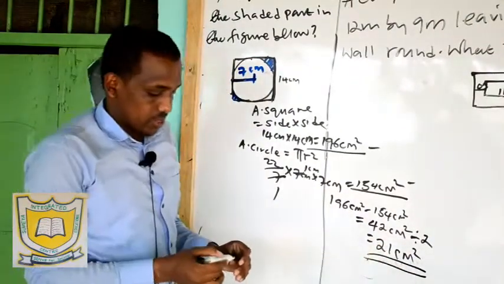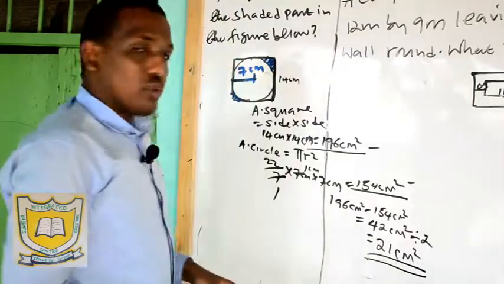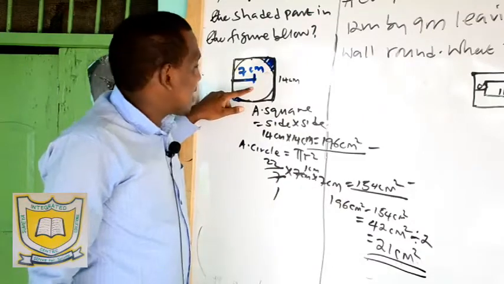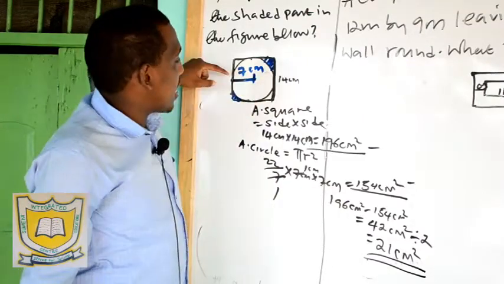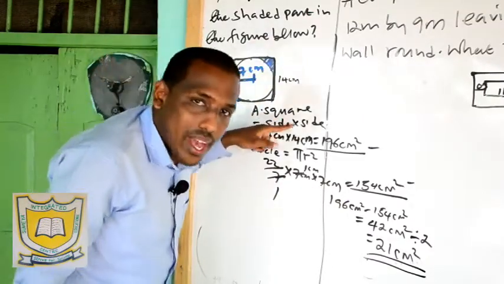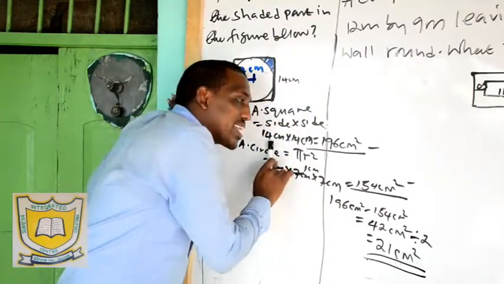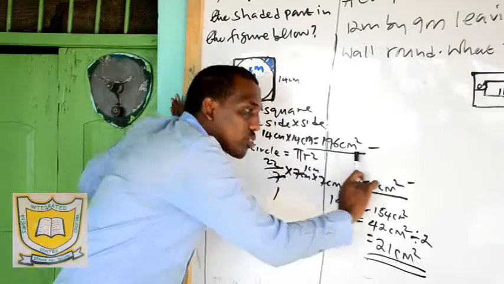That's how we get it. Very examinable also. It's the way we did yesterday. This is the radius. Diameter 14. Since the diameter is 14, the side of the square is also 14. Area of the square is equal to side times side. 14 times 14 is 196.